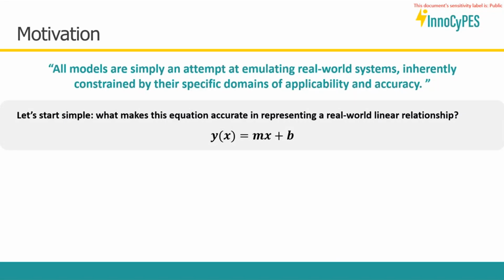For example, we have, of course, very complex models, and we have simple ones. To explain an idea, I decided to use this very simple model. And I have this question: what makes this equation accurate in representing a real-world linear relationship?